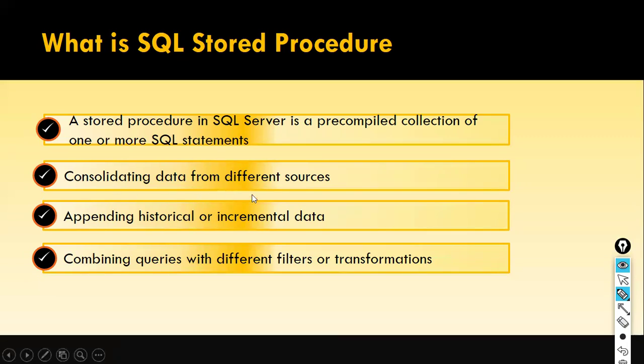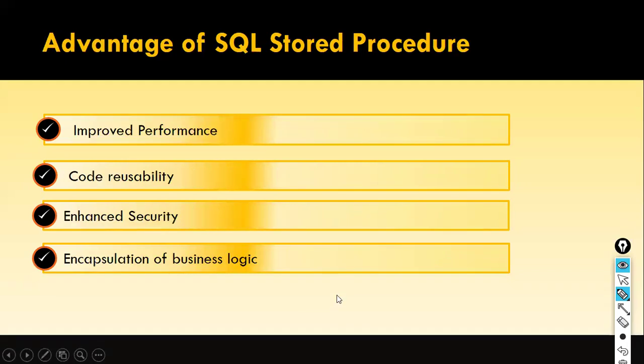And consolidate data from different sources. For that purpose, you can use stored procedures, and appending historical or incremental data. For that kind of situation, we can use this one. Combining queries with different filters or transforming, that kind of situation also, you can use stored procedure. The advantage is improved performance and code reusability. Once you write this SQL stored procedure, it will get stored as part of your SQL Server database itself. Hence, you can reuse it whenever you want it.